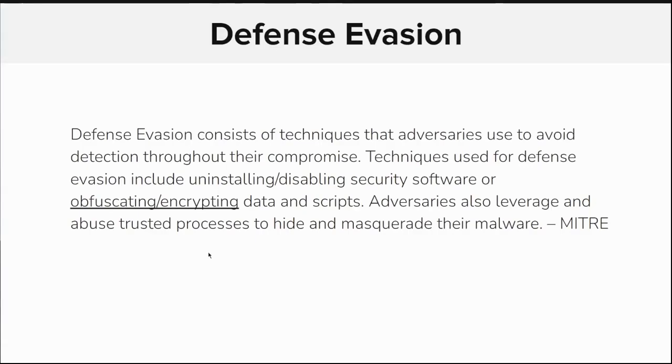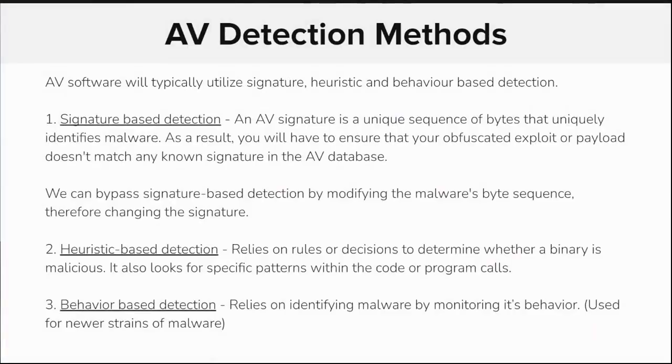So what we're trying to do is change the signature of the malicious executable that we're generating. So, for example, if I generate a Meterpreter payload with MSFvenom and you transfer that onto a modern Windows system like Windows 10, that will be detected immediately. Well, why is that? How does an antivirus solution actually know that that is malicious? Well, that can be explained by getting an understanding of the various antivirus detection methods. So antivirus software will typically utilize signature, heuristic, and behavior-based detection.